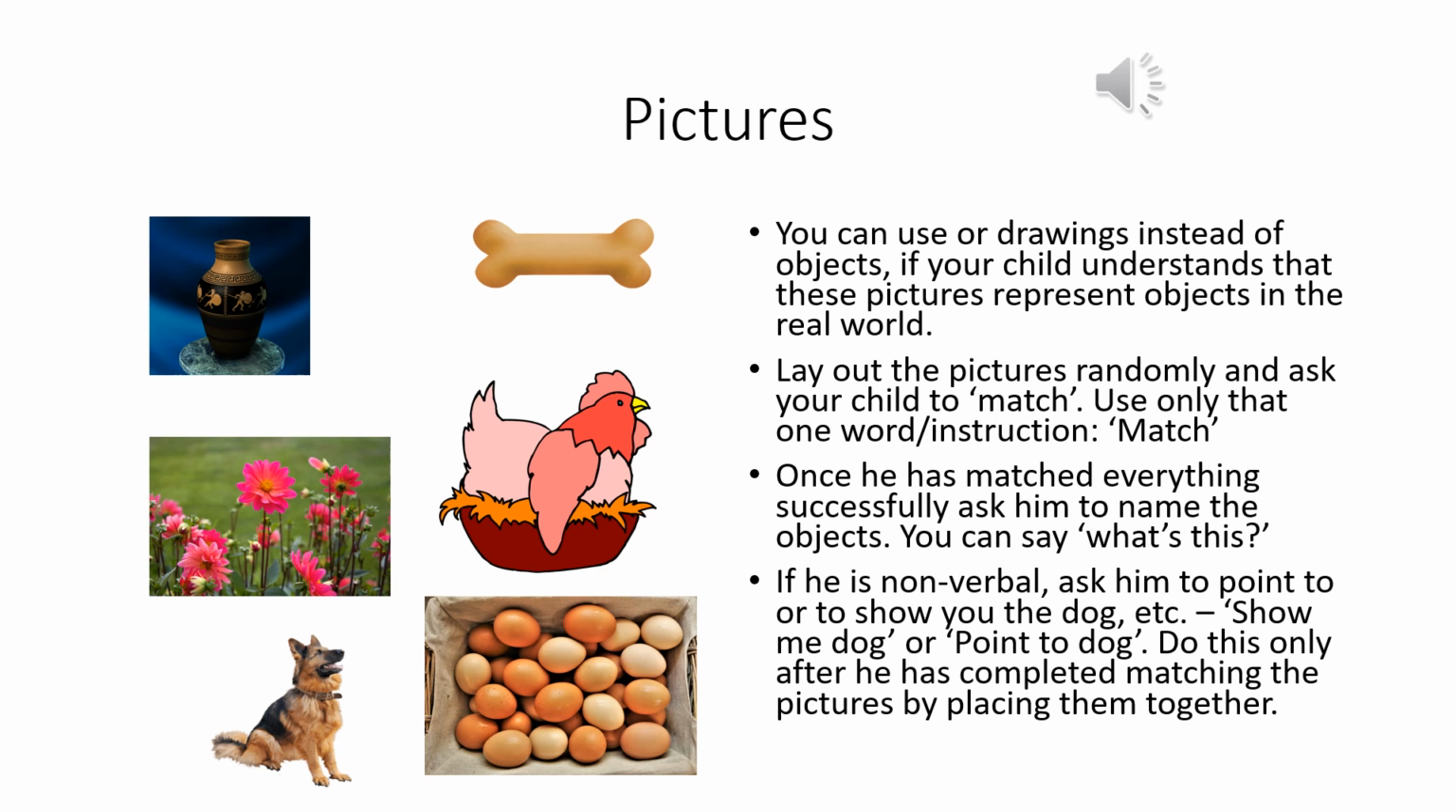You can say, what's this? And point to the bone, or what's this? And point to the egg. If he is non-verbal, you could ask him to point to or to show you the dog. So he doesn't actually need to say the word dog, he would just need to point to it or show it to you. And you would do the questioning only after the matching activity is completed.